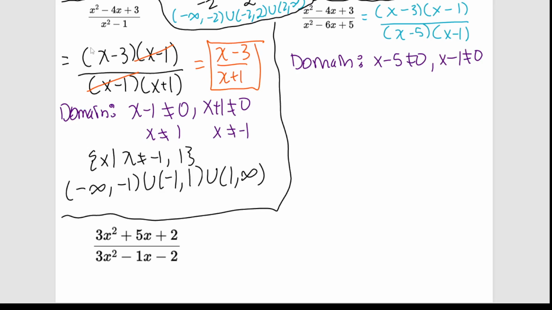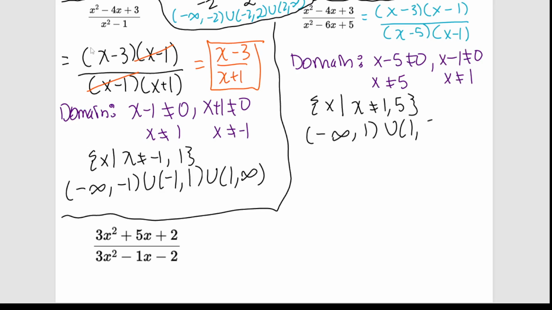So for this first one, we're going to add 5 to both sides to get x cannot be 5. The second one, you're going to add 1 to both sides to make sure x cannot be 1. So in set builder notation, that would be x such that x does not equal 1 or 5. In interval notation, that would be noting any number smaller than 1, or any number between 1 and 5, or any number bigger than 5 are all considered part of the domain.